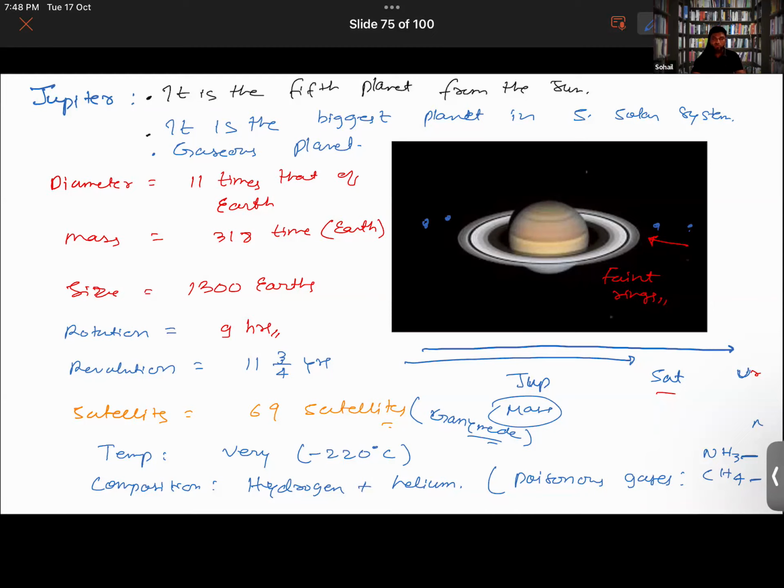Titan is not the moon of Jupiter. Ganymede, no? Ganymede. Yes, sir. Almost 1300 Earths can fit in it. The mass of Jupiter is almost 318 times that of Earth, right?